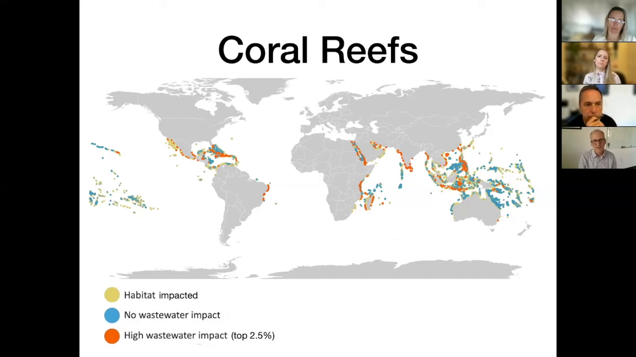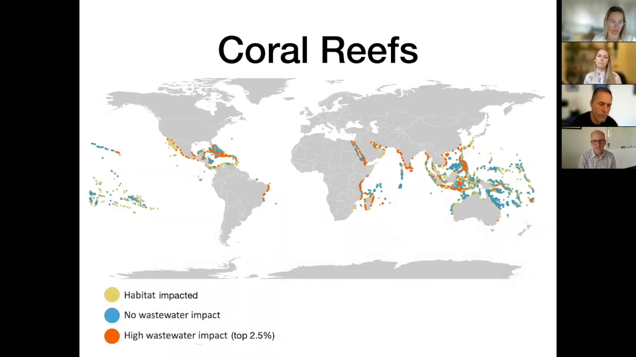Because coral reefs tend to not be in front of large watersheds for all sorts of reasons. There's a lot of freshwater input, a lot of sediment input. It's really hard for coral reefs to live in front of very large watersheds. So most of them are in front of small watersheds.